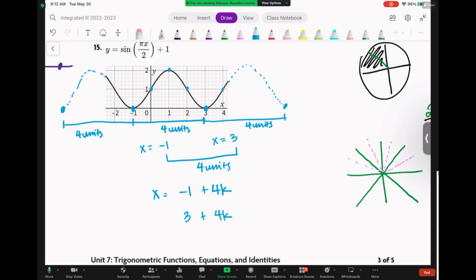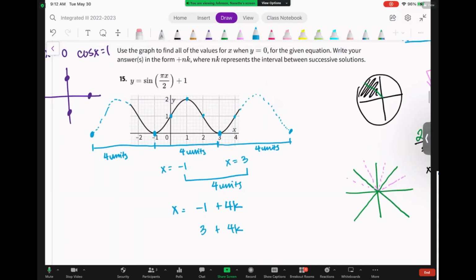So when you're looking at a graph like this, you're always going to look for how far in between each of the solutions it is. That's what they're talking about right here, where they say the interval between successive solutions. So it's just an interval of 4 units. Every 4 units, I have a solution. 4 units, solution, boom. 4 units, solution, boom. So that is number 15.